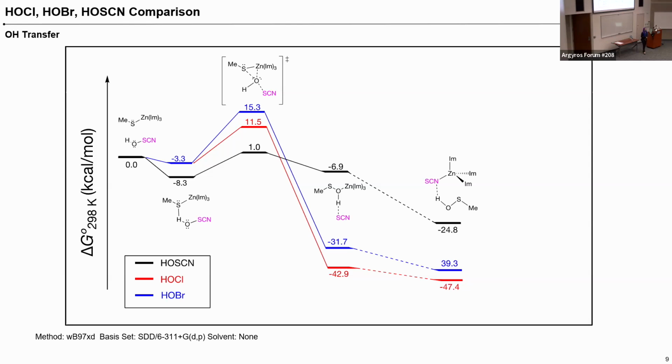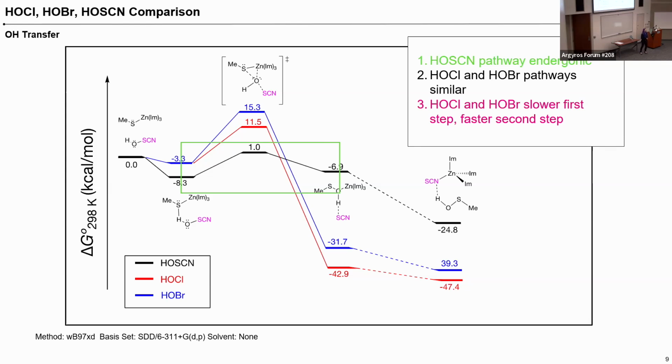So there are a couple of things that are notable about these reaction coordinate diagrams. The first being that the HOSCN pathway is actually endergonic, meaning that the ground state directly after the transition state, so complex 3, is higher in energy than the ground state preceding the transition state, so complex 1. Secondly, HOCl and HOBr, both of their pathways are very energetically similar. And the third is that HOCl and HOBr proceed through a slower first step of the reaction, but a faster second step of the reaction. And that's mostly what I'll be probing in my research.